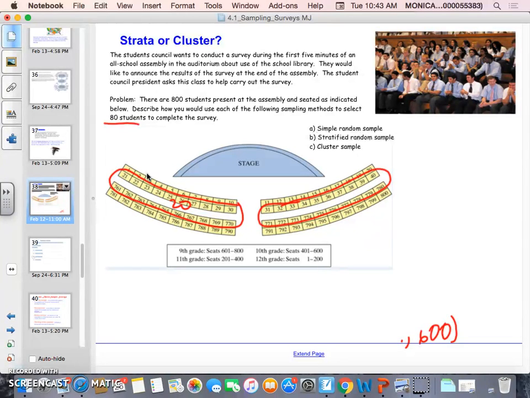That's how you would do a cluster sample, because within this, you'll see that I have some 12th graders and some freshmen in that section. So you would choose probably a section where you had a little bit of everybody: some freshmen, some sophomores, some juniors, and some seniors. And that would give you your cluster sample.